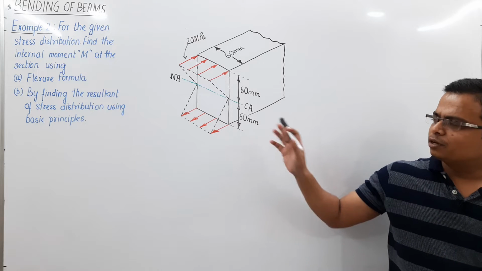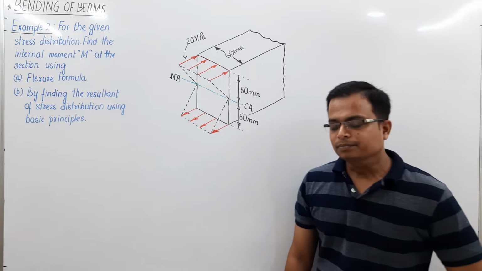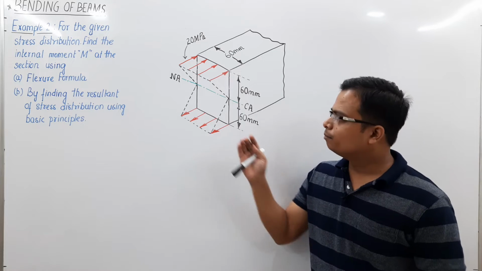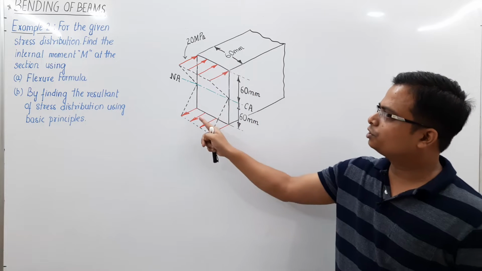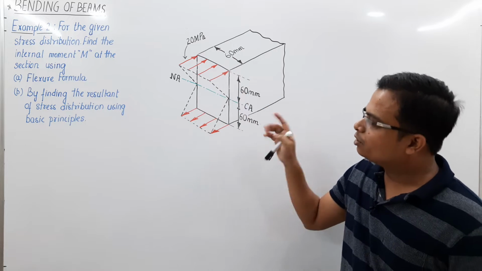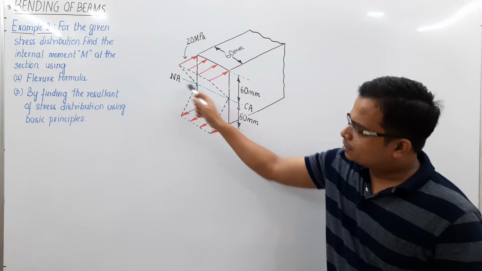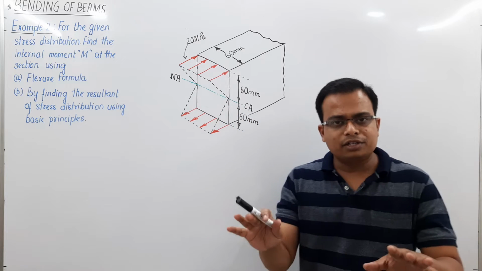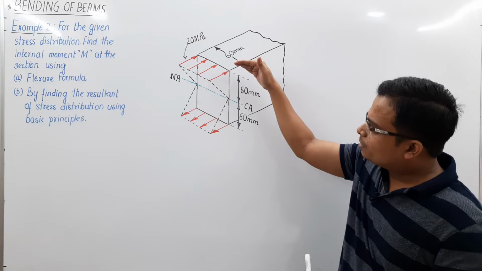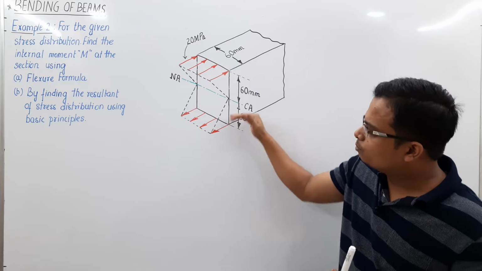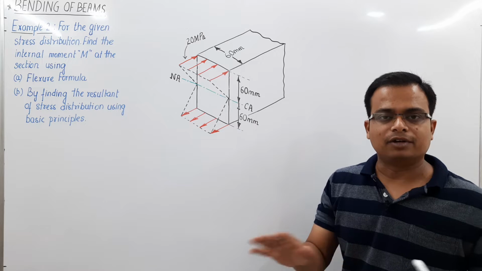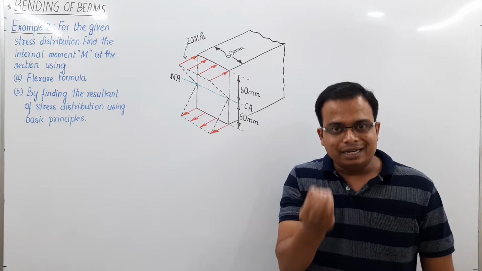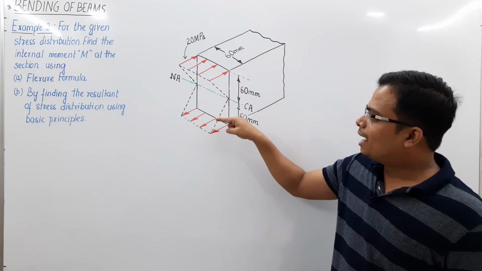Pause the video and just take a closer look at this. What you have is a portion of the beam, and more so you have the cross section. The cross section is a 60 by 120 cross section. This green dash-dot line over here is the neutral axis, and its location is known to us. From the topmost fiber it is 60. You can also say from the bottommost fiber it is 60. It's perfect, no problem.